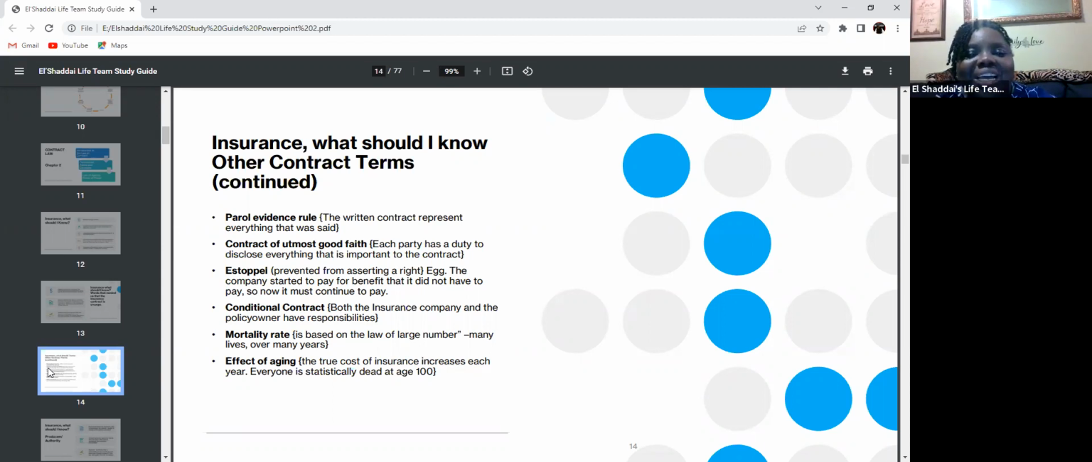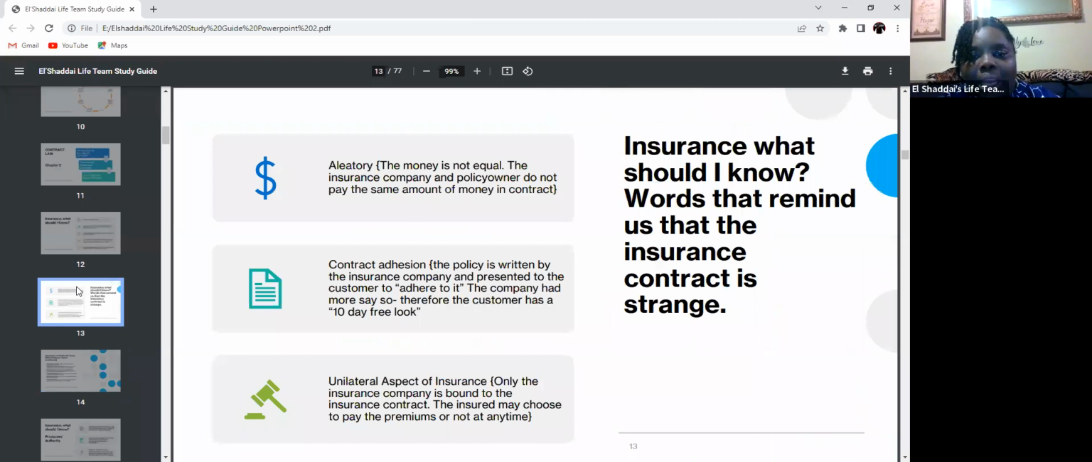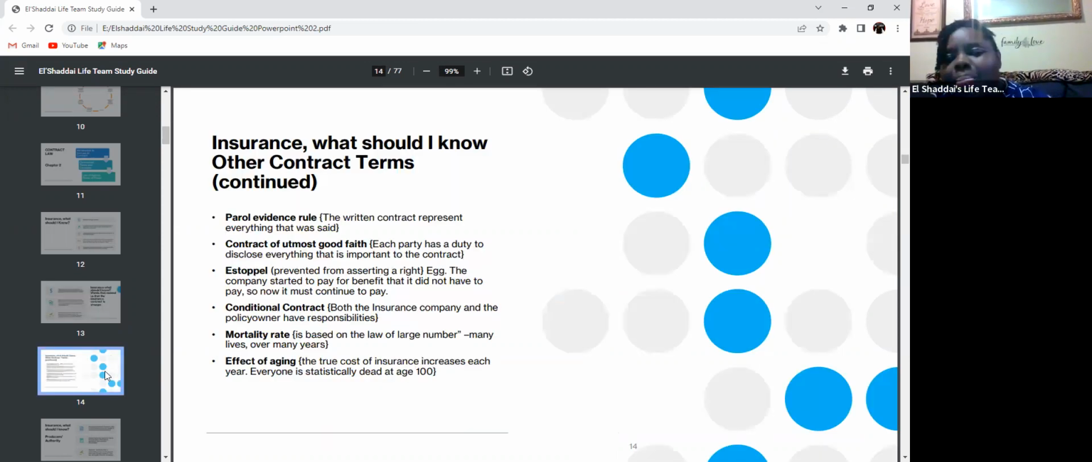All right, insurance. What should I know? Other contract terms. We just talked about terms that let us know that insurance contracts are strange, like aleatory. That goes back to the money not being equal, then the contract of adhesion, then the unilateral, okay? Contract of adhesion, you've got to stick to what's written. Aleatory, the money is unequal; the company and the policy owner don't pay the same amount. Unilateral, only one person is bound to the contract.